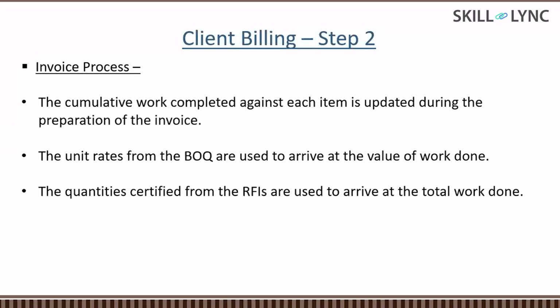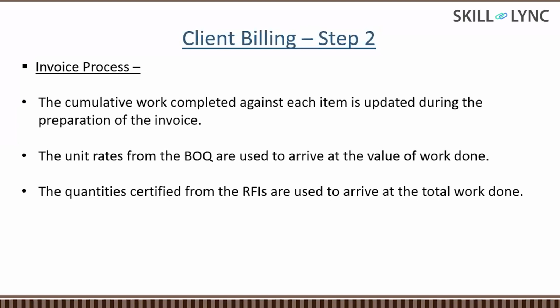So a billing engineer, during the entire cycle, his work will be starting at the end of the month. So let's say that up to the 31st, we have done the work. Then first he will be compiling all these RFIs. He will be checking all the quantities, whether those quantities are as per the drawing or not. He will be compiling all these quantities and putting them in that BOQ with respect to each item. Then unit rates are already available.